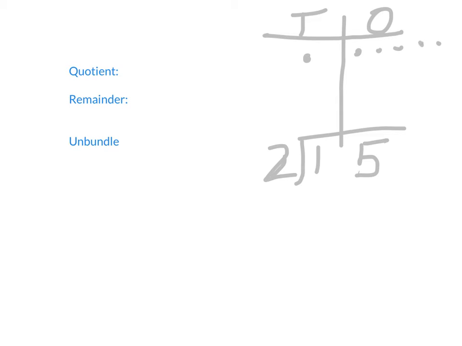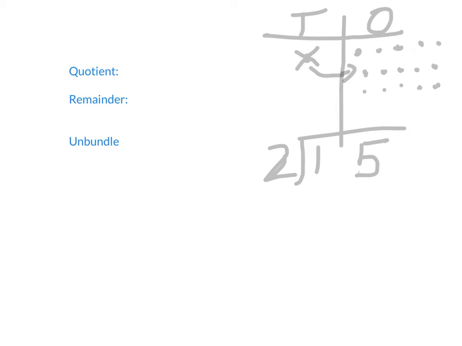And we look at each place separately. Can we make a group of 2 in the tens place? No, we cannot. So we need to unbundle that 10 and move it to the ones place. When we unbundle that group of 10 and move it to the ones, we will have an additional 10 ones. 1, 2, 3, 4, 5, 6, 7, 8, 9, 10. So now, instead of having 5 ones, we have 15 ones.